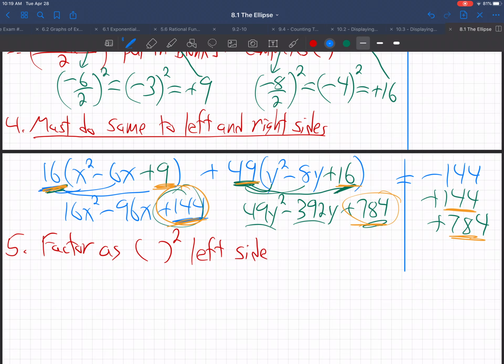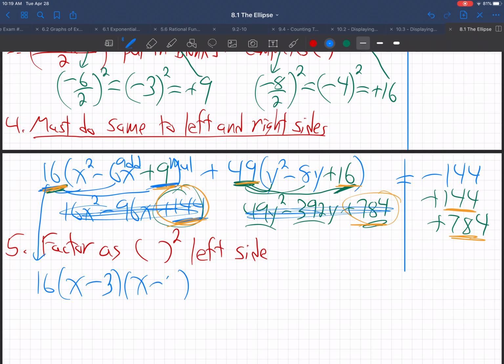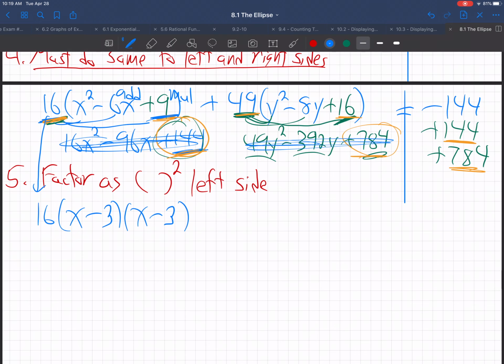So let's go back. We can bring this down. So we have 16. I hope this didn't confuse you. We don't need this anymore. This was just checking. So x, how does this factor? How do you get two numbers to multiply to be plus 9 and add, remember factoring, to be minus 6? Minus 3, right? They'll multiply to be plus 9. They'll add to be minus 6, which means that's x minus 3 squared. See how it factors as a square?